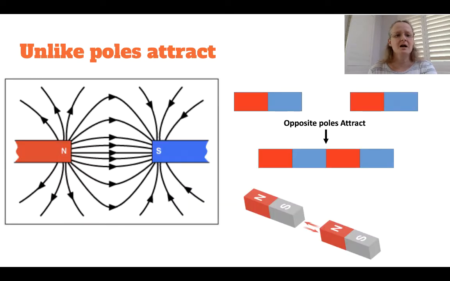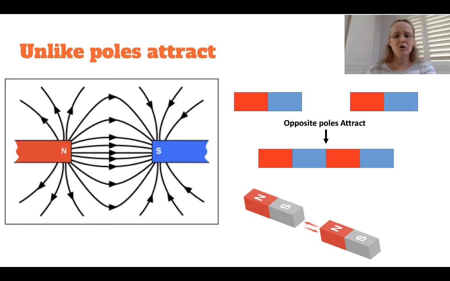With magnets, unlike poles attract. So north is attracted to south, or red to blue, depending on how the magnets have been labelled. And you can see in the diagram on the left, magnetic field lines have been drawn to illustrate the direction of the magnetic field from North Pole to South Pole.